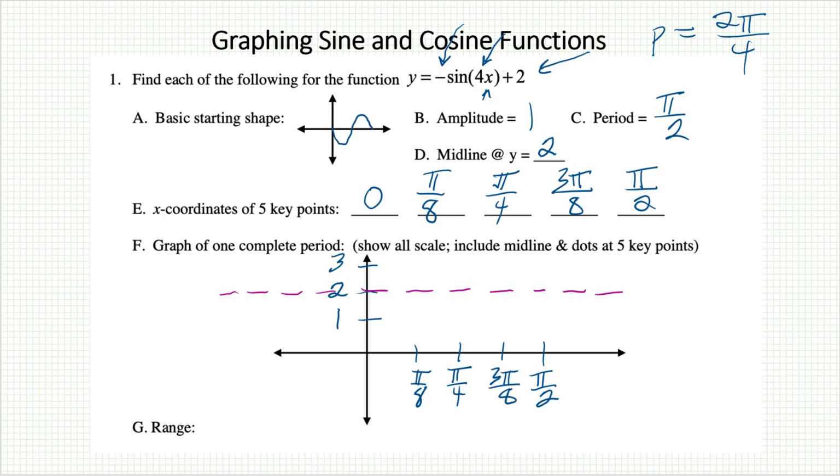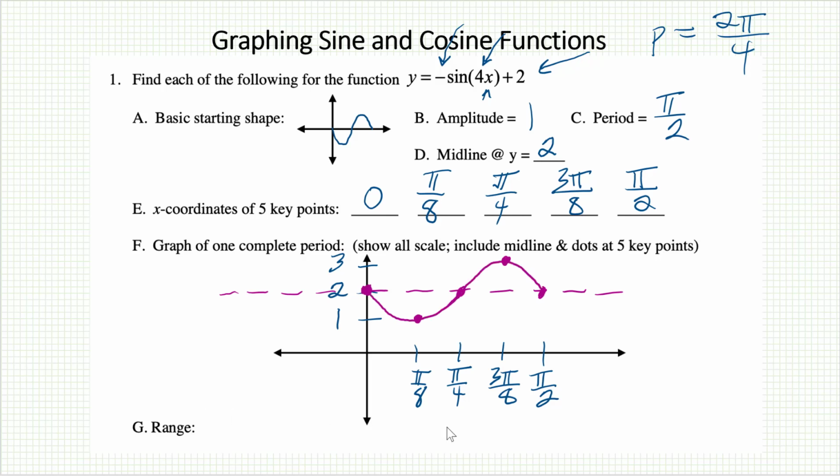And then here's where the basic shape is so helpful. We know that reflected sine starts at the middle. The middle is the midline, so it's going to start right here. Then it goes to the low. The low point at the next x value is 1, because the amplitude is 1. It only goes 1 below the midline. Then we're back to the middle. Then we're up at the high, which is 3, 1 above the midline. And then we're back to the middle. Well, connect the dots and you've got your graph.